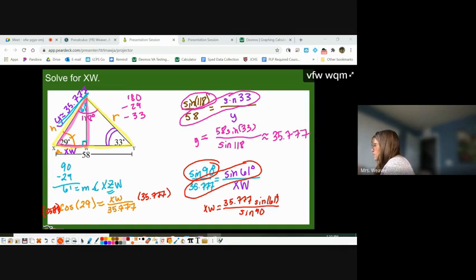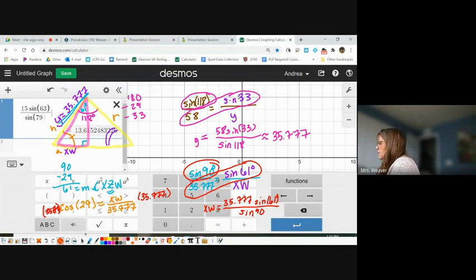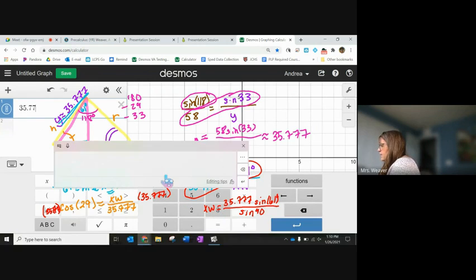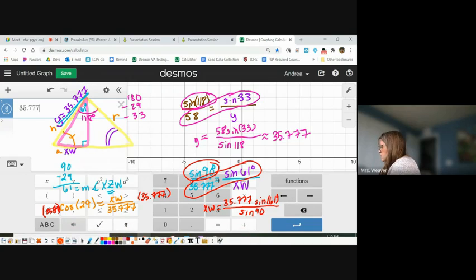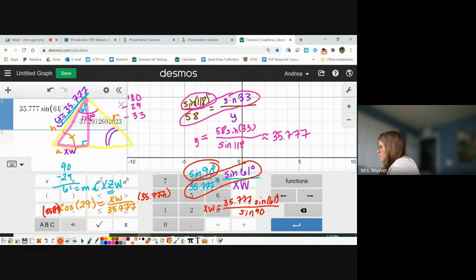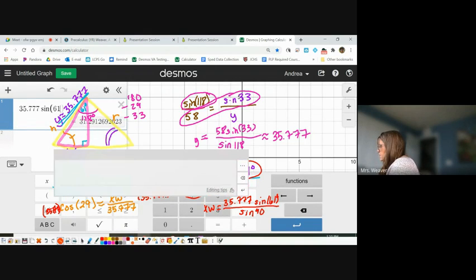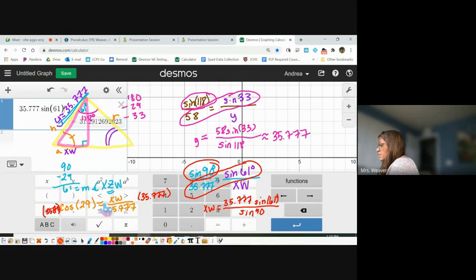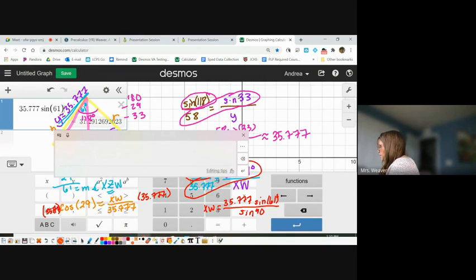So let's go to our calculator, and I'm going to do this calculation. I'm doing 35.777 times the sine of 61. Close that parentheses. Divided by.